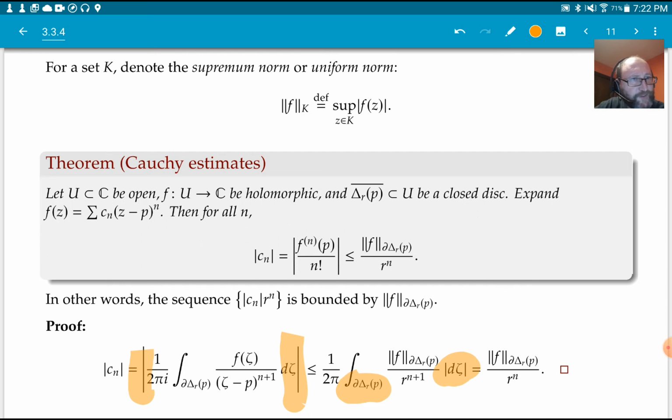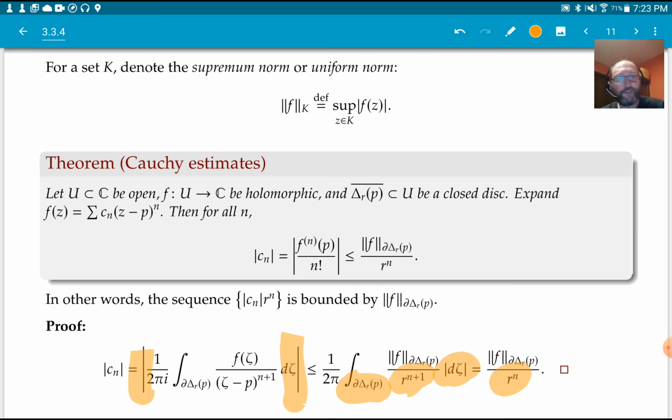They also must go on the measure, so it's no longer just the d zeta. It's the arc length measure, the absolute value of d zeta. So the integral is 2 pi r because it's the circle of radius r. And so that r cancels one of these r's, and you get r to the n over here. All right. So fairly simple.